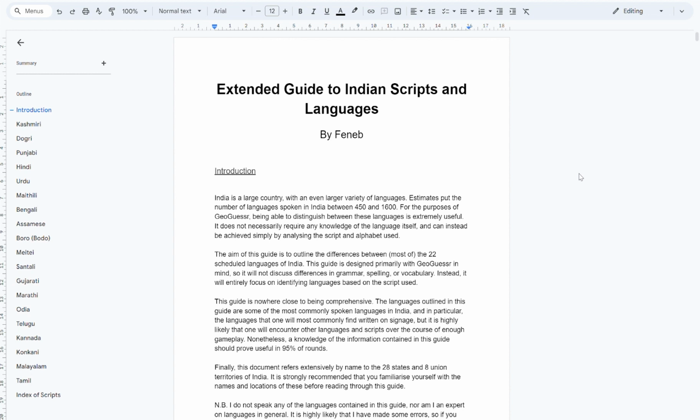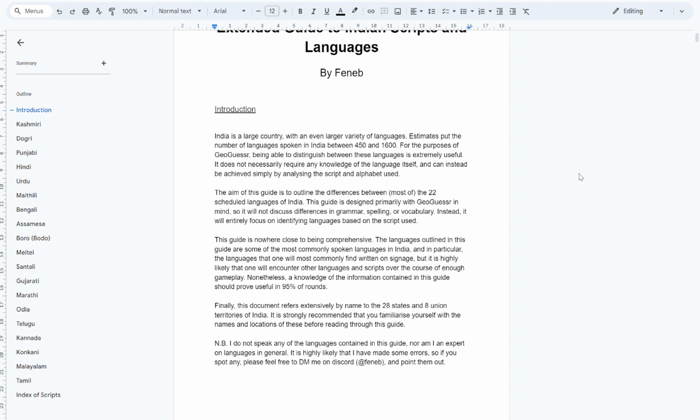For the purposes of GeoGuessr, being able to distinguish between these languages is very useful, mainly because you don't necessarily have to know the language itself. Distinguishing between different languages can be achieved simply by looking at the scripts and alphabets used. So the aim of this guide is to outline the differences between most of the 22 scheduled languages of India.